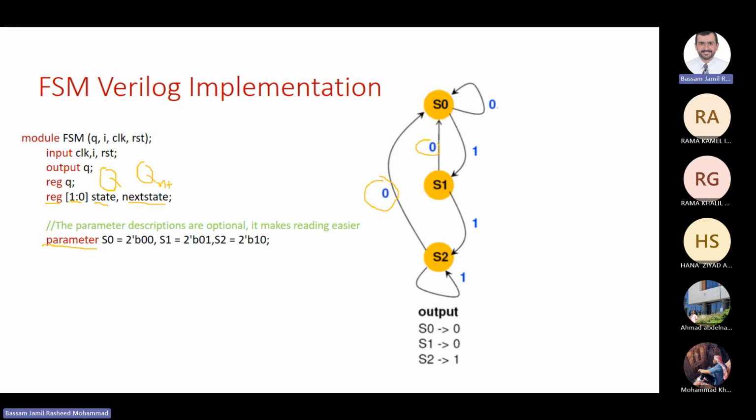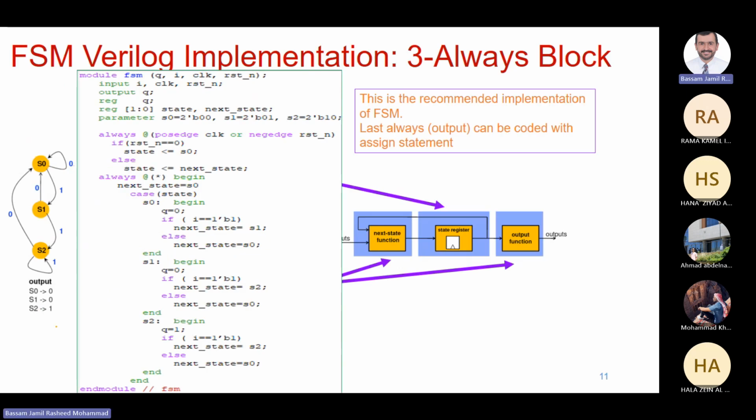Similar to the notation, the state is Qn and the Qn plus one is the next state. So I will define these values for the states. A 2-bit value of 00 is state 0, a 2-bit value of 01 is state 1, and a 2-bit value of 10 is state 2. These parameters, I will use these names S0, S1 and S2 in my implementation.